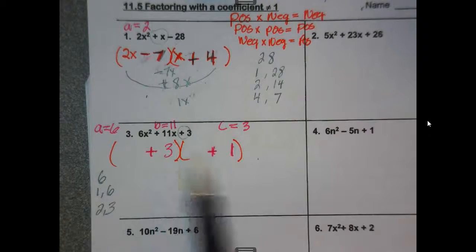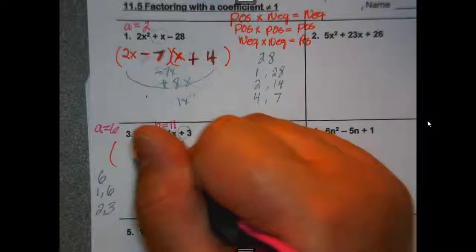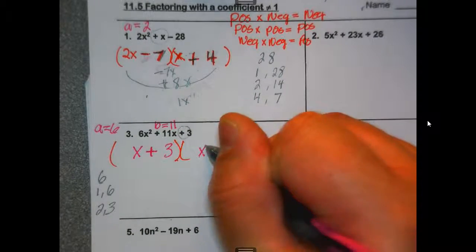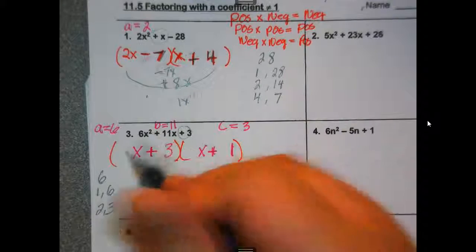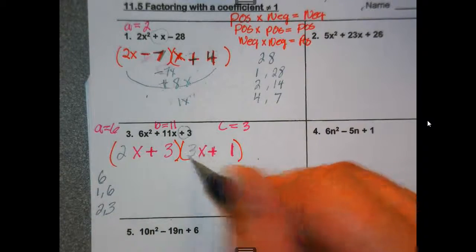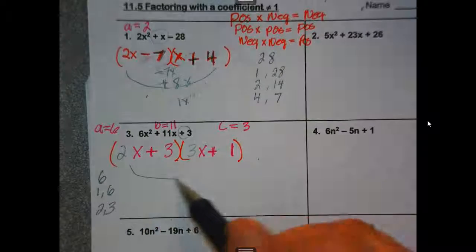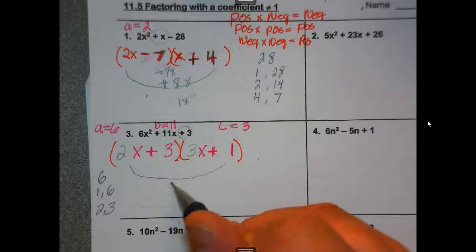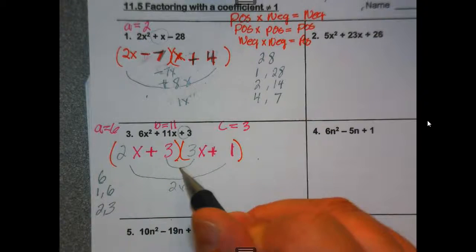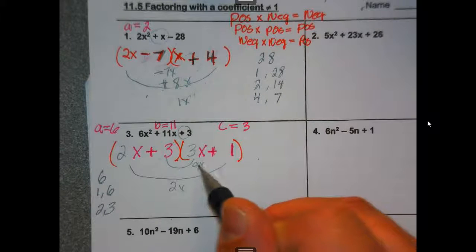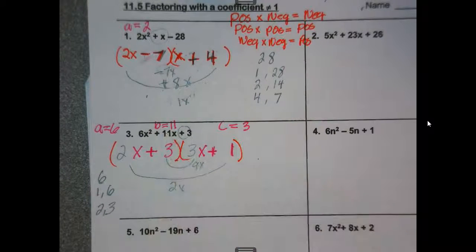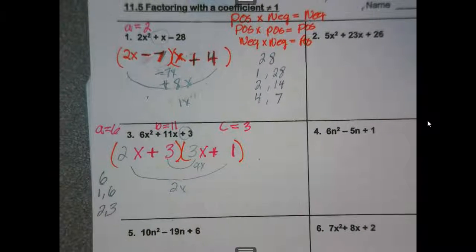This time I don't have to worry about the signs. I've got the signs there. So we know we have an x here. We know we have an x here. Let's try 2 times 3. Okay. Outer, 2x. Inner is 9x. 9x plus 2x is 11x. So I got it right off the bat.